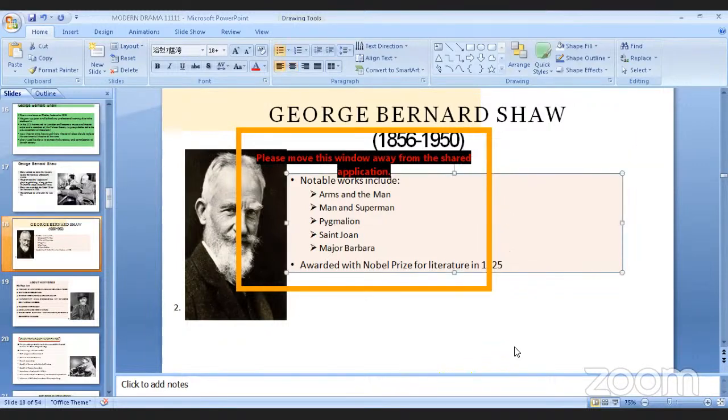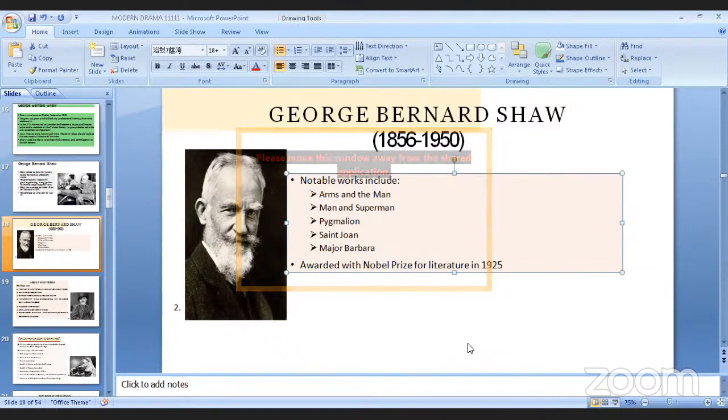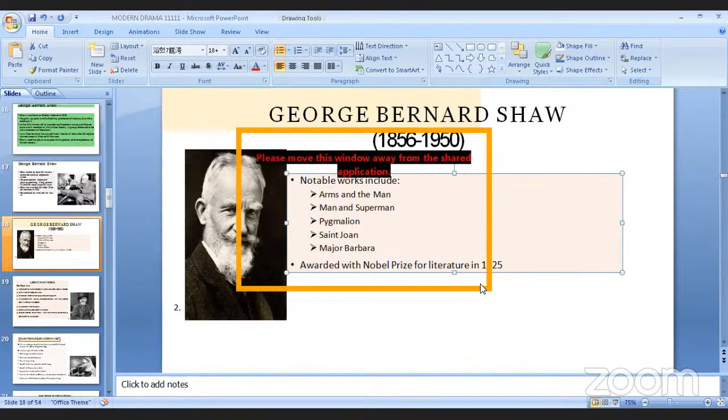If you look at his notable works here, Arms and the Man, Man and Superman, Pygmalion, Saint Joan, Major Barbara were some of his notable works, and he was awarded the Nobel Prize for Literature in 1925.